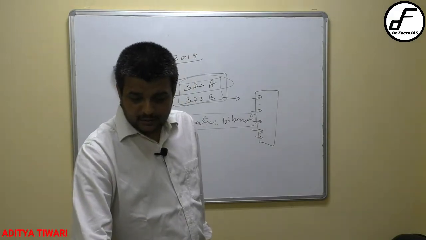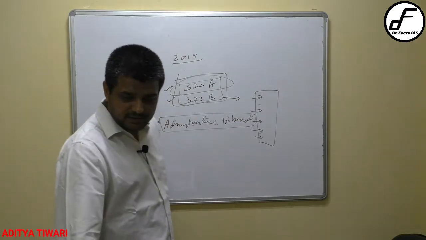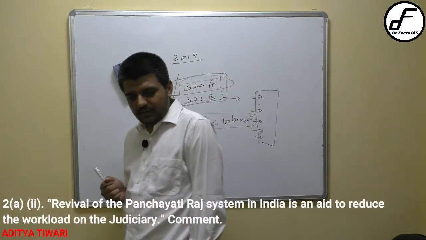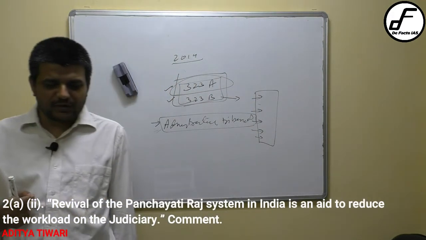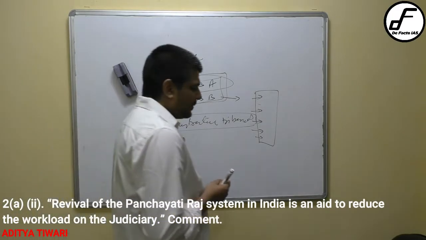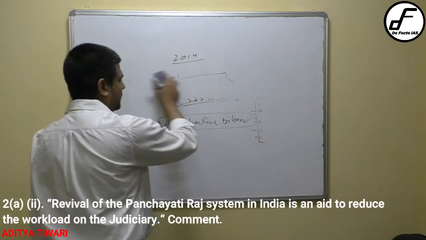Now let us come to question number 2A1, right? So if you look at question number 2A1, it says: revival of Panchayati Raj system in India is an aid to reduce the workload of the judiciary. Comment. It is a 10 marker question. Now if you look at this question, very interesting question actually, not 15 marker, not 10 marker.